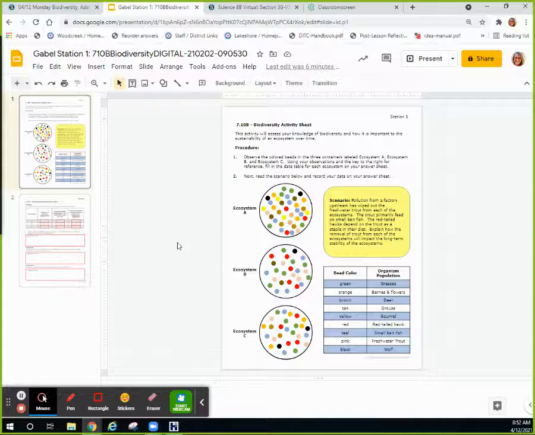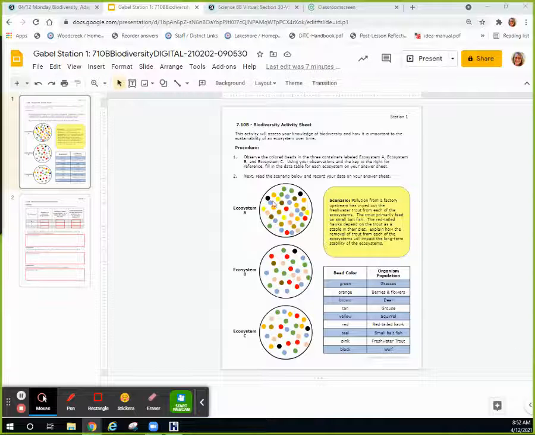Okay, and what I see are a bunch of different colored dots or beads, and according to this key, each color represents something different. So green represents grasses, the oranges represent berries and flowers, brown represents deer, tan represents grouse, which I don't even know what that is, to be honest. Yellow are squirrels. And so all of these different colored dots represent different organisms and different organism populations. A grouse is a bird. Oh, okay, a grouse is a bird. Awesome. And then we have a red-tailed hawk, small bait fish, freshwater trout, and a wolf.